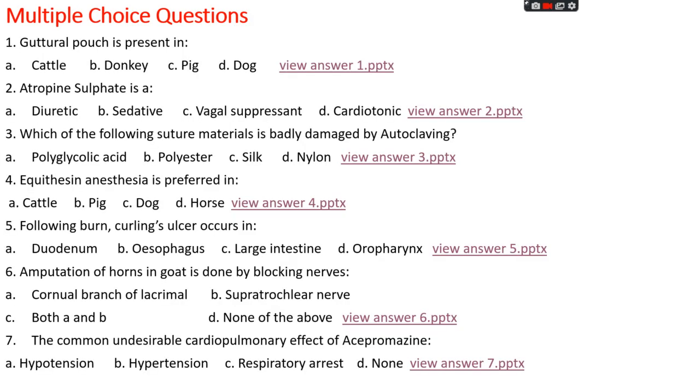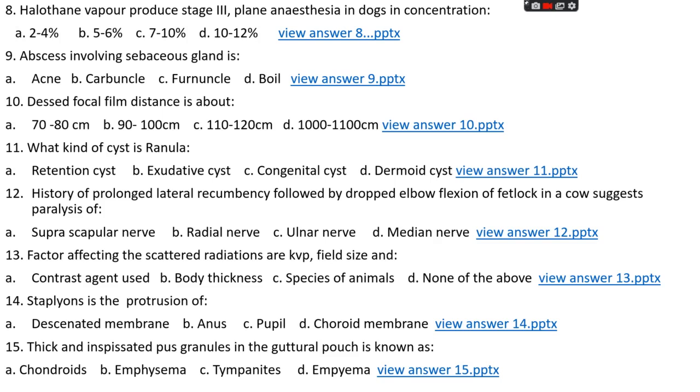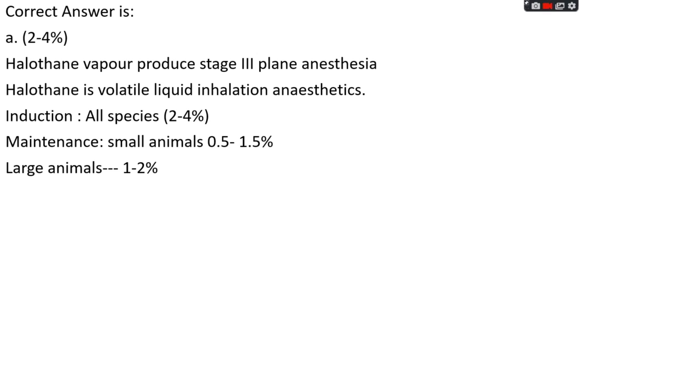Question number 8. Halothane vapor produces stage 3 plane anesthesia in dog in a concentration of: option A, 2 to 4 percent; option B, 5 to 6 percent; option C, 7 to 10 percent; or option D, 10 to 12 percent. The right answer is option A, that is 2 to 4 percent. Halothane vapor produces stage 3 plane anesthesia at 2 to 4 percent concentration.